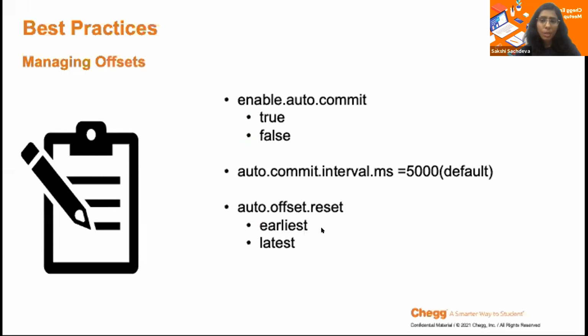Then there is another property, auto offset reset. The earliest and latest values of the auto offset reset property are used whenever a consumer restarts or there is a consumer group rebalancing, and there is no committed offset for the assigned partition. In this case, we can choose whether we want to reread the messages from the earliest offset available or from the latest offset available.